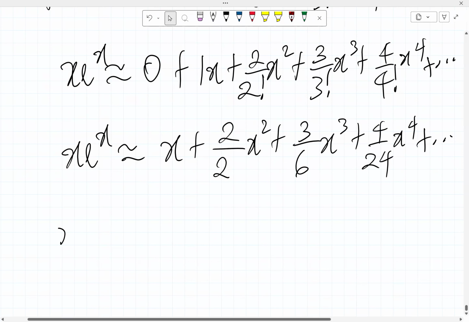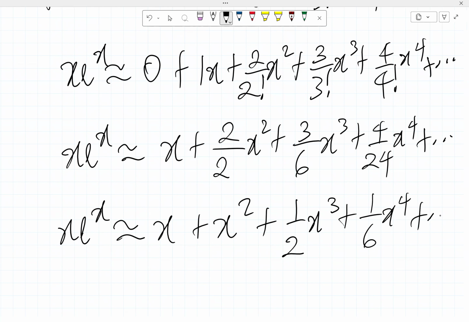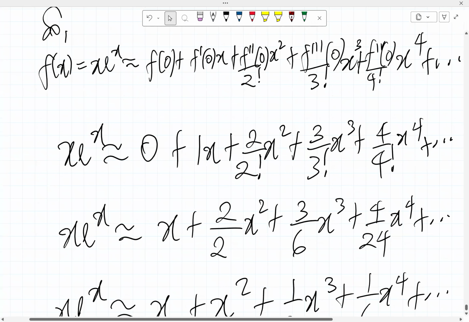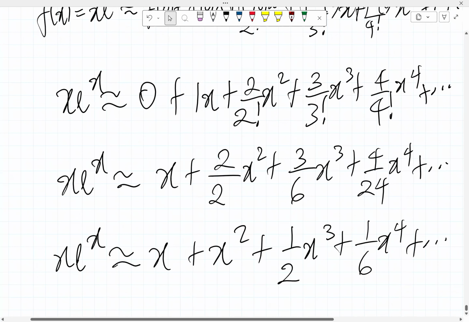Then we can tidy up a little bit more. x e raised power x is approximately x plus x squared plus 1 over 2 x cubed plus 1 over 6 x raised power 4 plus all that. What sense can I make of this? I think leaving it up here is a better pattern. Yeah, leaving it up here should be a better pattern. Not simplifying, because I can easily generalize like this, I suspect.